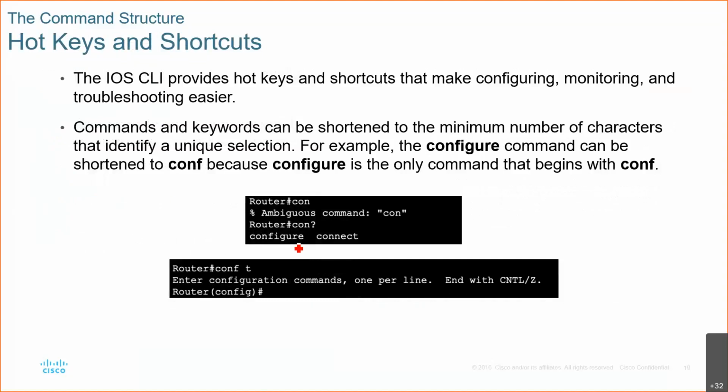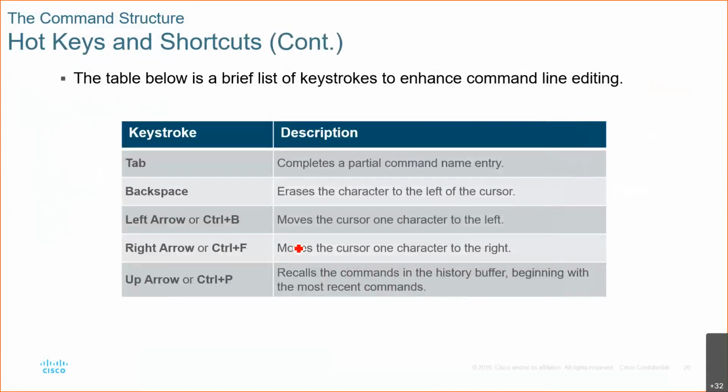So you have got hotkeys, as I showed you. Instead of typing enable, you just type en. Instead of typing configure terminal, you just type conf t. So these are called hotkeys. Sometimes you can use certain keystrokes to enhance your command line editing. Those could be tab, backspace, left arrow, right arrow, or up arrow to show the history of your commands.